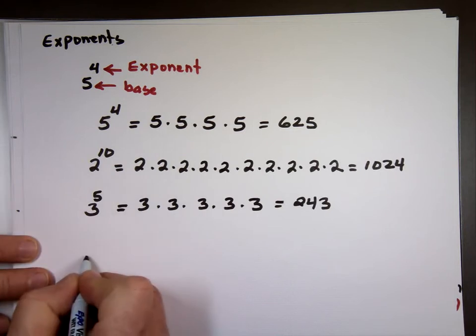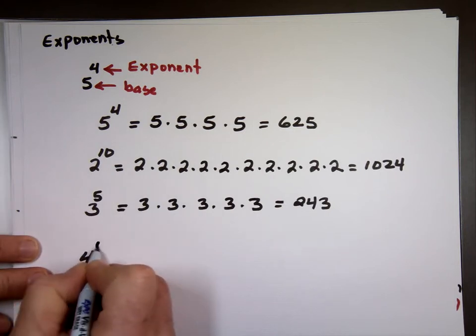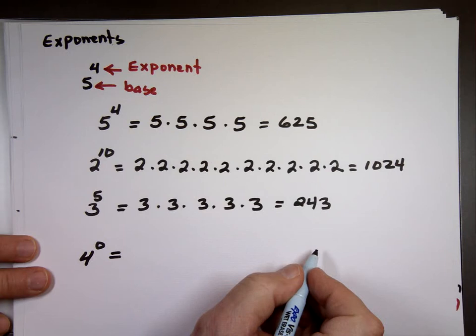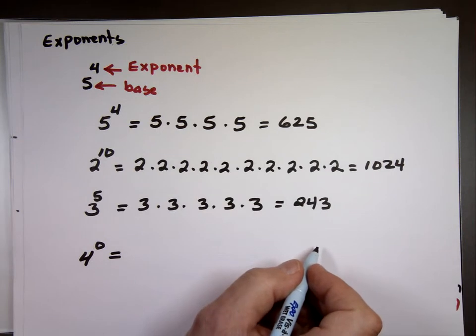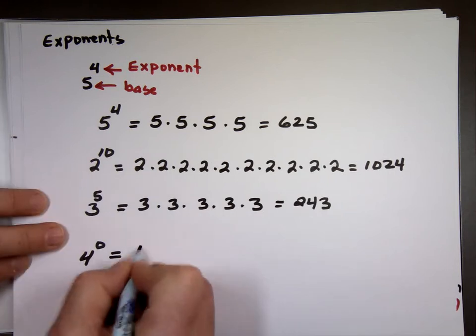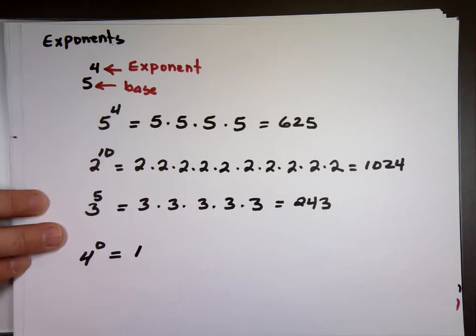How about this one? 4 to the 0. Try again. I heard 0. I said try again. 1. If you have a calculator, try it. It'll give you a 1.